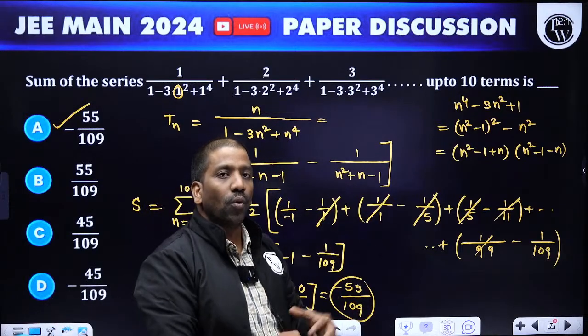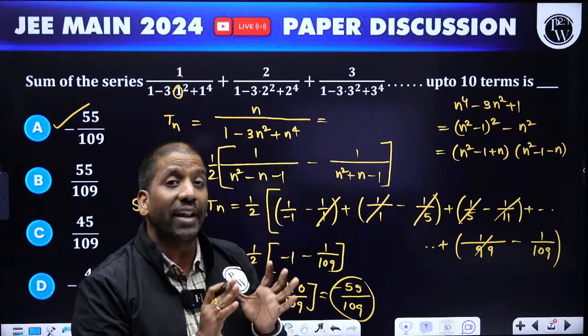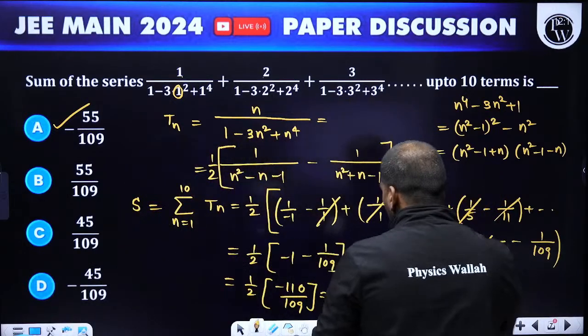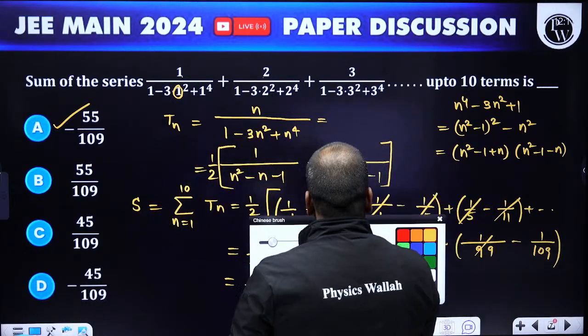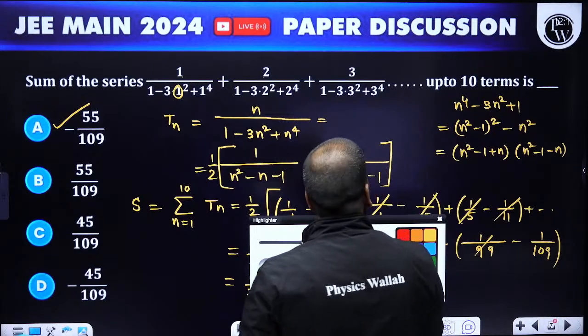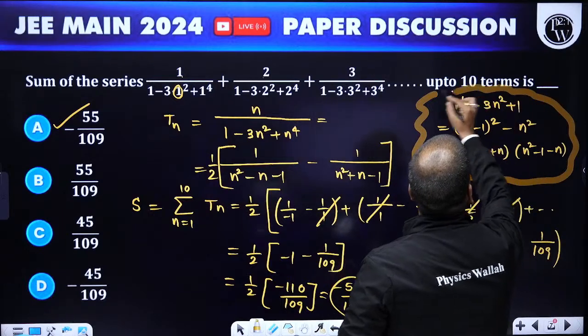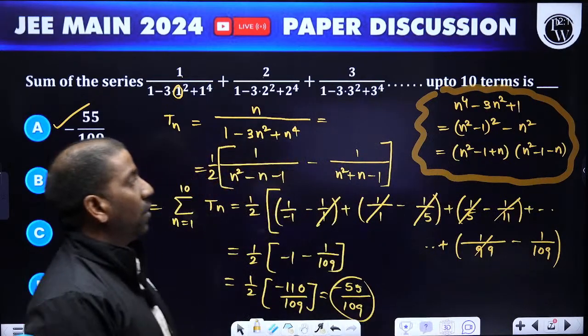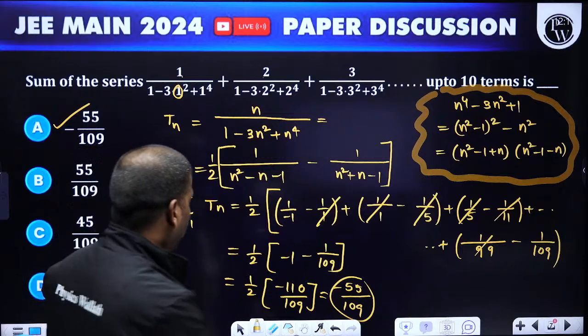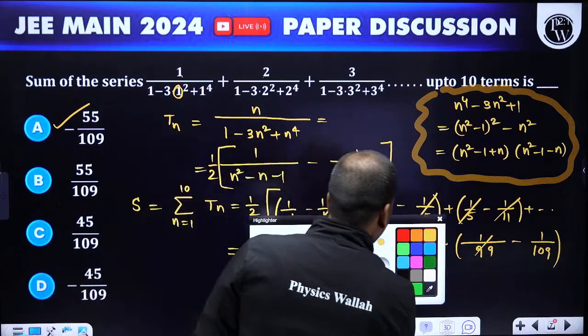This is also, right, the easiest method using a telescopic series. But the most important point here is expressing as a difference of the two terms.